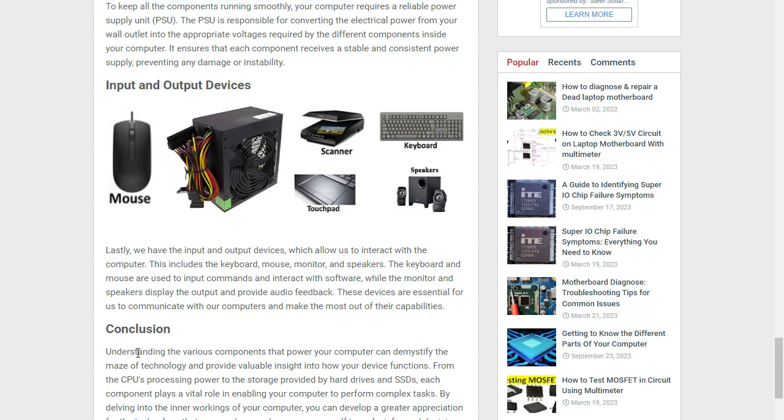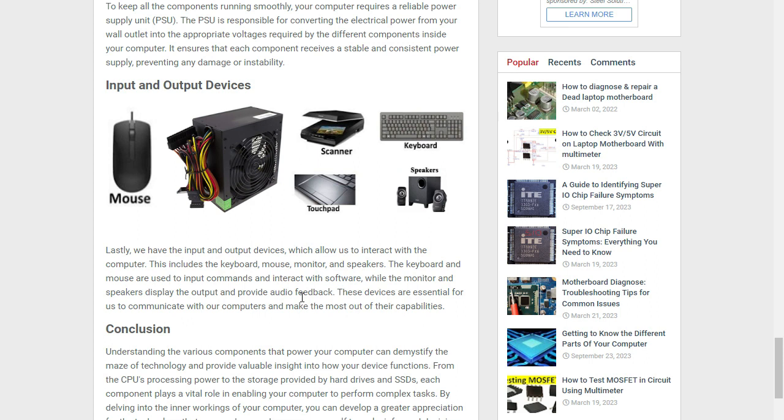As a conclusion, understanding the various components that power your computer can demystify the maze of technology and provide valuable insight into how your device functions, from the CPU's processing power to the storage provided by hard drives and SSDs, or solid-state drives. Each component plays a vital role in enabling your computer to perform complex tasks. By delving into the inner workings of your computer, you can develop a greater appreciation for the technology that surrounds us and empower yourself to make informed decisions when it comes to upgrading and troubleshooting your machines.